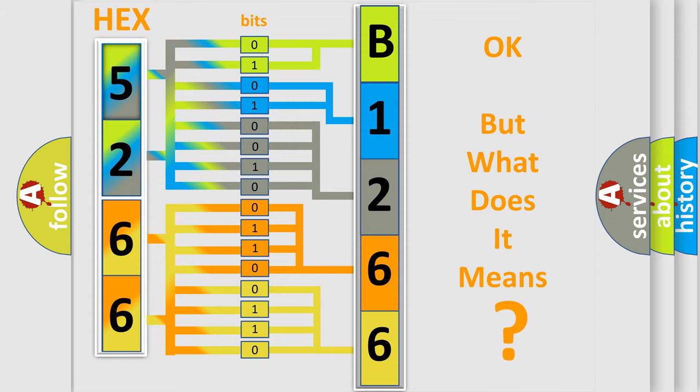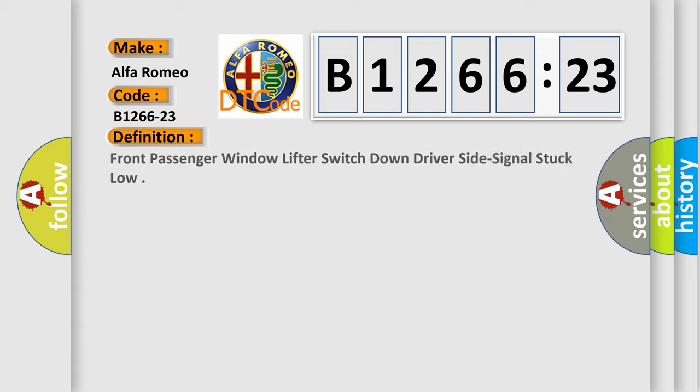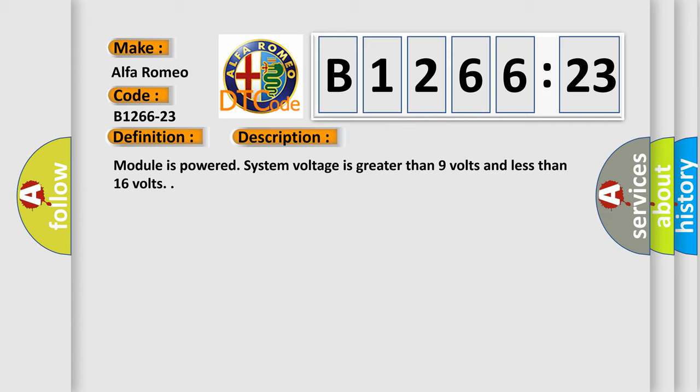The number itself does not make sense to us if we cannot assign information to what it actually expresses. So, what does the Diagnostic Trouble Code B1266-23 interpret specifically for Alfa-Romeo car manufacturers? The basic definition is: front passenger window lifter switch down, driver side signal stuck low.